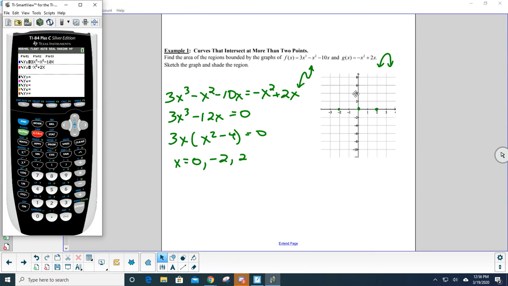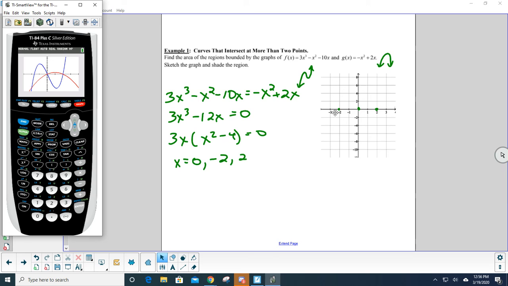So I'm going to hit now. Notice this window here. I'm going to go to my window and I'm going to make it match this. So I'm going to say negative 3 to 4. My y min is negative 10. The top, I'm just going to leave that negative 10 and 10. And I'm going to hit graph. So there's my cubic. And there is my quadratic.